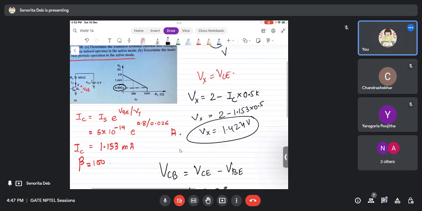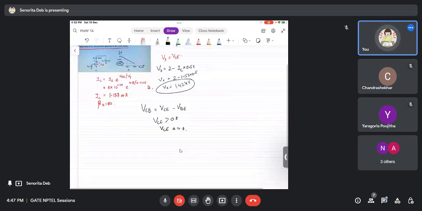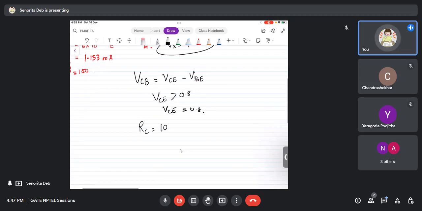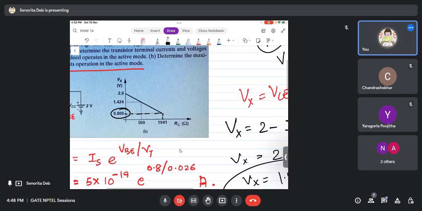So where is that edge in the graph? For what value of RC? 1041. That was the edge, right? So for RC equal to 1041 ohms, till that point my transistor will be in the active region. As soon as you connect an RC of this value, the transistor will be out of the active region. It will be at the edge basically. So here also you did not have to solve anything because it was given in the graph.